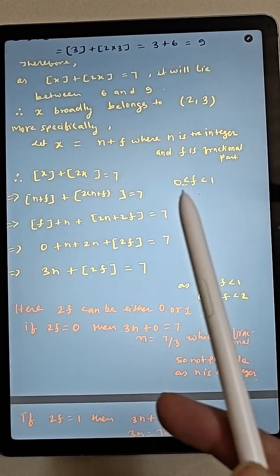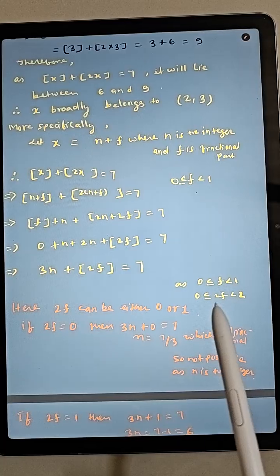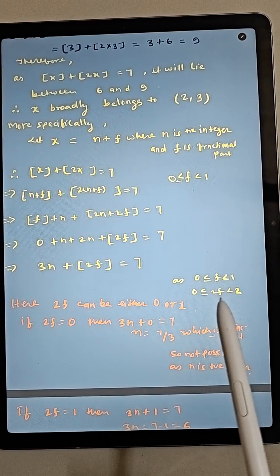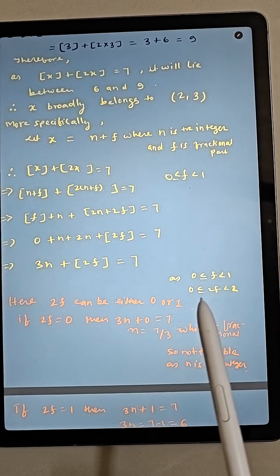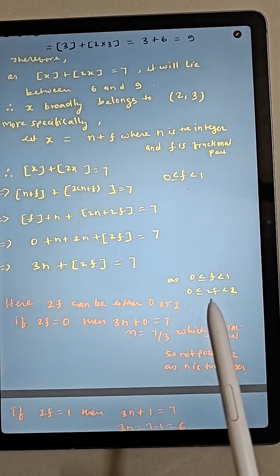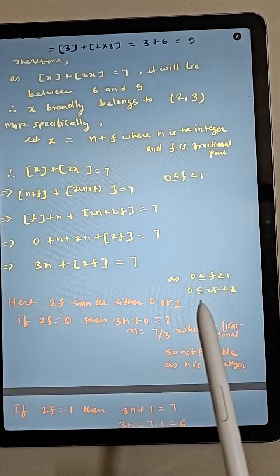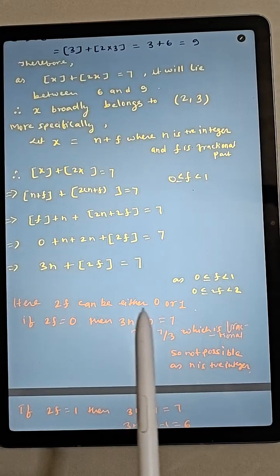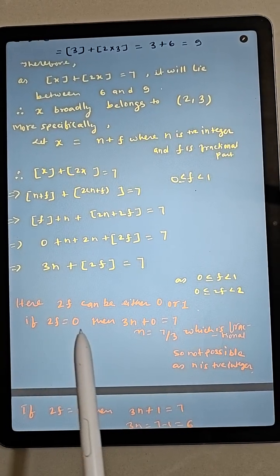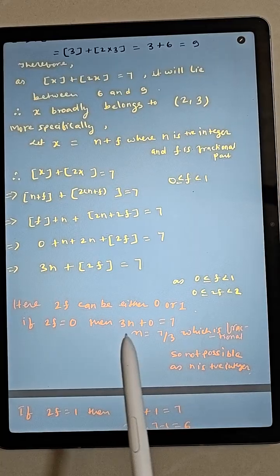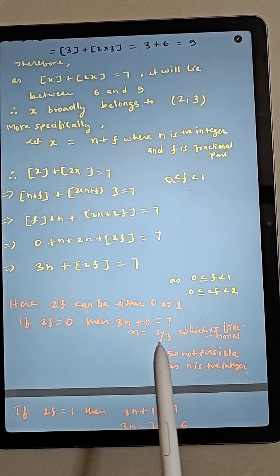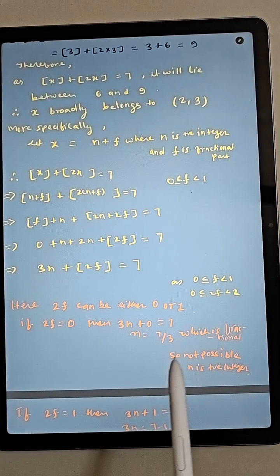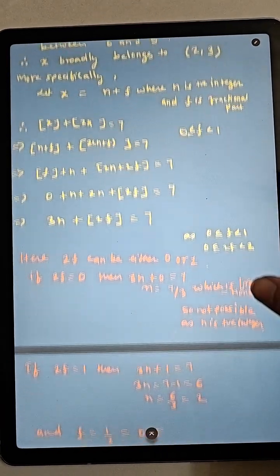Now as f belongs to this range, 2f belongs to 0 less than or equal to 2f less than 2. In this range, 2f can attain two integral values, 0 and 1. So here the greatest integer function of 2f can be either 0 or 1. If it is 0, then this equation will become 3n plus 0 equal to 7, that is n is 7 by 3, which is a fractional value, but we have assumed that n is a positive integer. So it will cancel out.